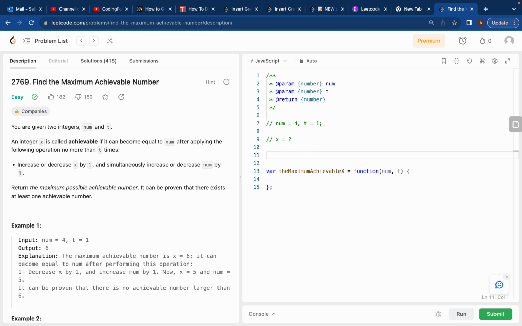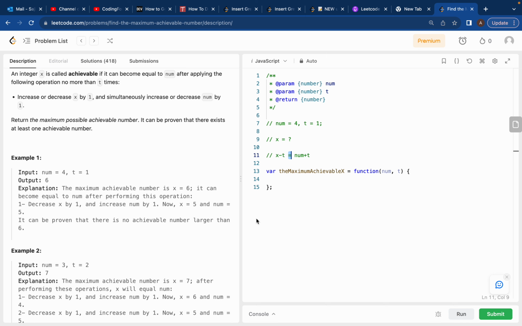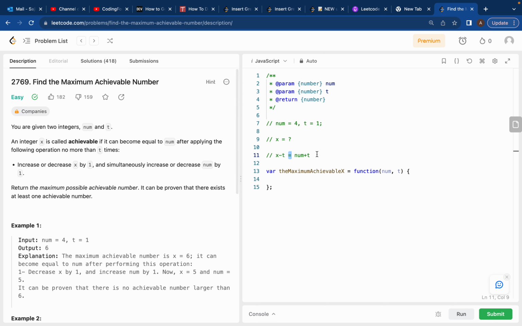So what do I want to do? Every time I have to guess a number x, and if I remove t from it, then what should I get? Num, and if I add t to num, then I get an equal answer, like 5 and 5 in this example, and 5 and 5 for 6 and 7 in these examples as well. So this is what I need to do, right? So I can really find x if you think about how.